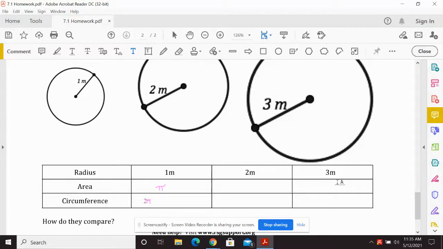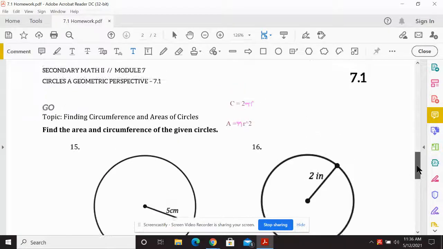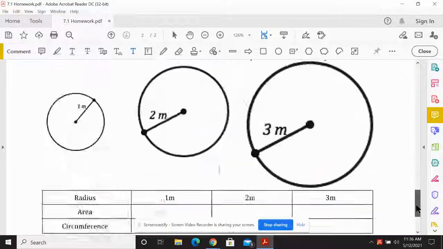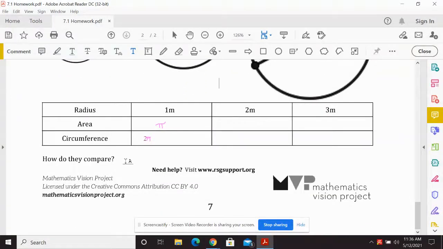And then they ask, how do they compare? How does this one with the radius of 1 compare to the one with the radius of 2? Are there any patterns? You're trying to notice any patterns here. We'll talk about that tomorrow. So find the area and the circumference, and then how do they compare? Any patterns that you notice. And that is all. Wow, that was so short.